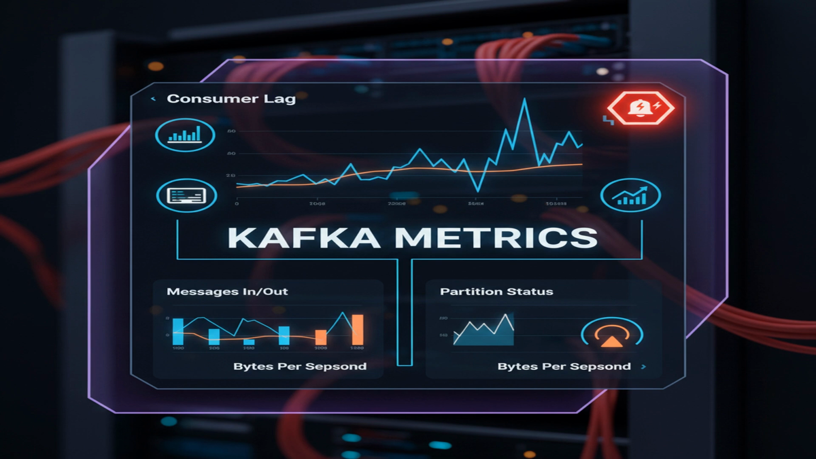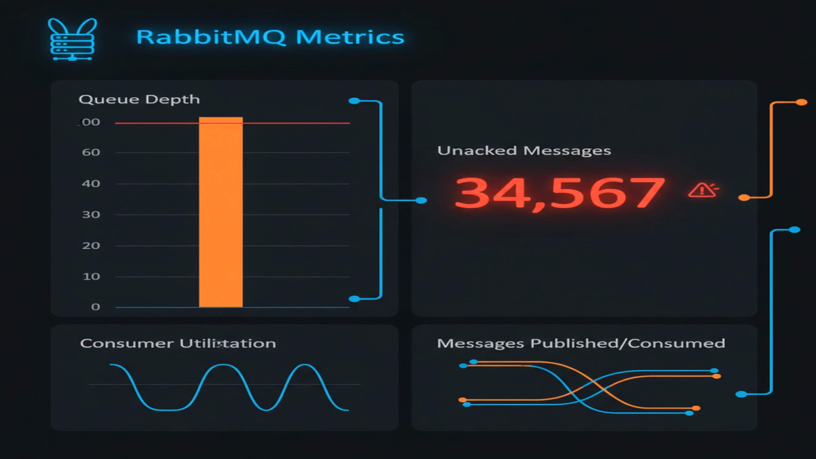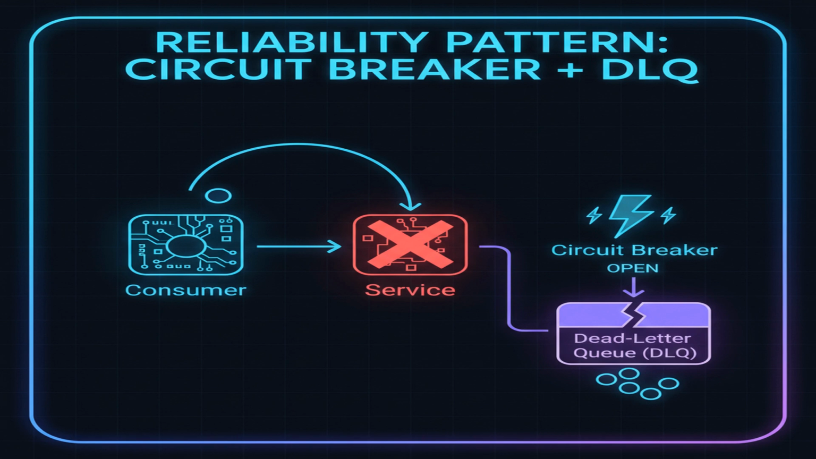Monitoring is vital for both. For Kafka, you'll use tools like Prometheus to track consumer lag, broker health, and throughput, often visualized with Grafana. And for RabbitMQ, what should you watch? Key metrics include queue depth, message rates, and consumer connections. Unacked messages can be a sign of slow or stuck consumers.